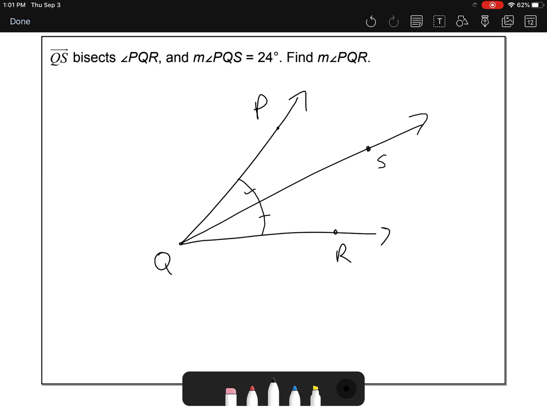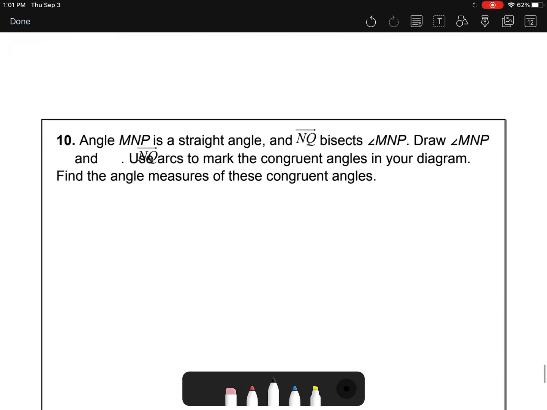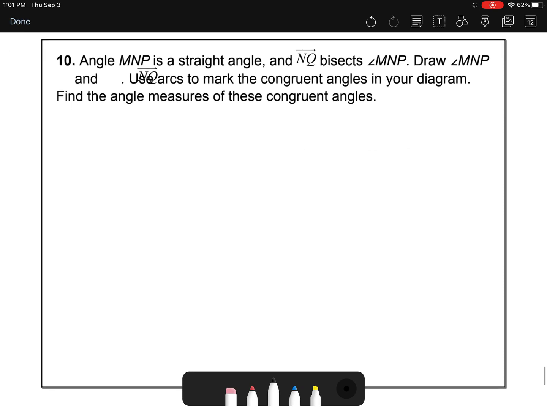Okay, then it says angle PQ, I forgot S, didn't I? Angle PQS is 24 degrees. Well, then it stands to reason SQR is 24. I want to know PQR. Hey, 24 plus 24 is 48 degrees. But if you didn't know what this means, you wouldn't be able to solve the problem. So remember what bisect means.